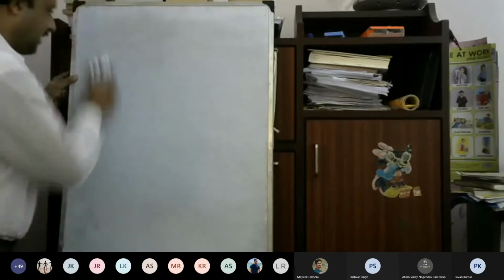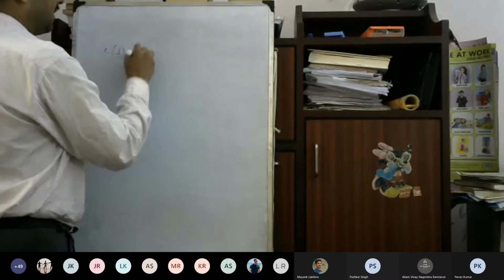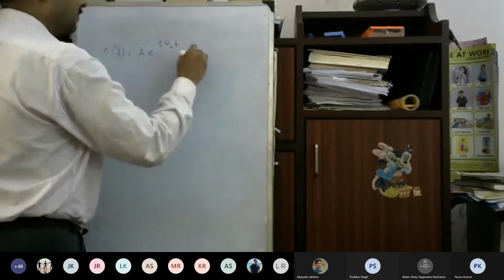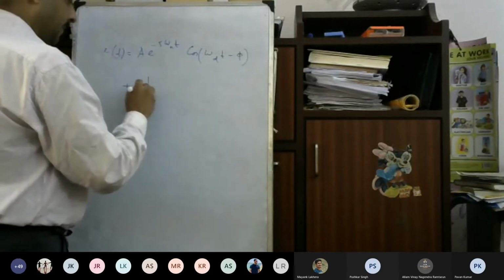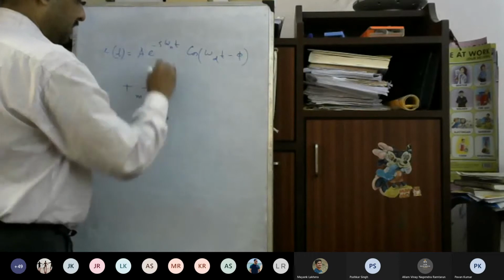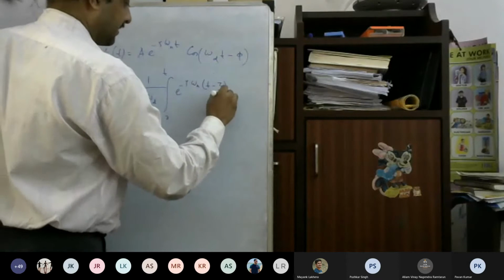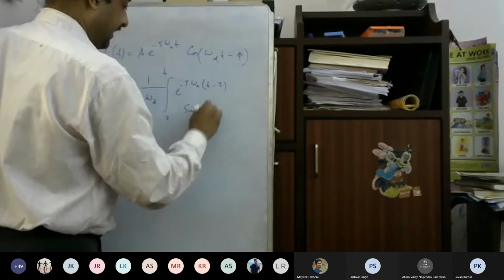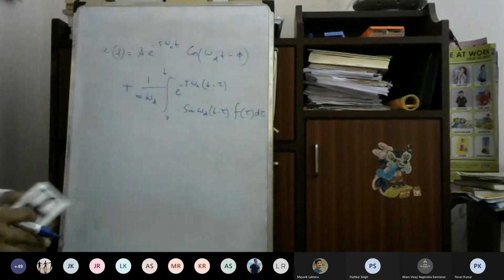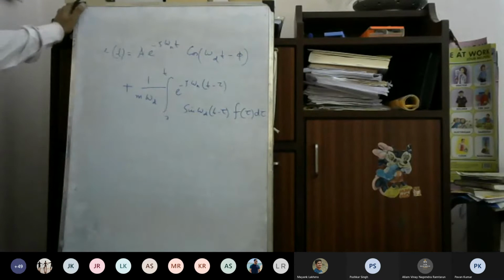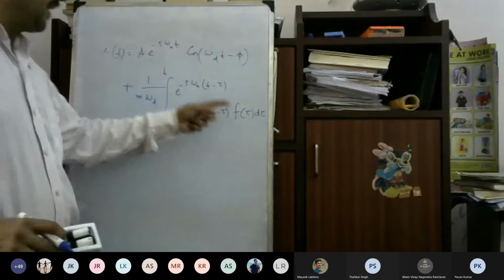So we now know the natural response, that is x(t). This will be equal to A e to the power minus zeta omega n t cosine(omega d t minus phi), plus this quantity: 1 by m omega d, integral from 0 to t of e to the power minus zeta omega n (t minus tau) times sine omega d (t minus tau) f(tau) d tau. So this will be our response, and once you know the value of the force function f, we can get that eventually.